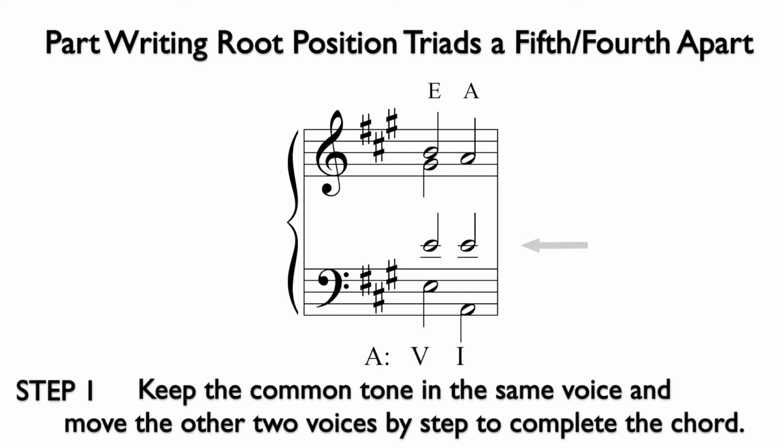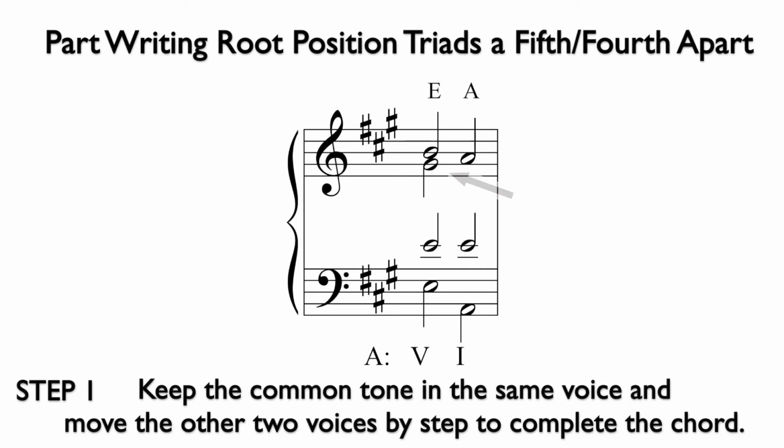Next, we need to move the other two voices by step to complete the chord. The soprano is already moving by step from B to A. Since the missing note in the A chord is C sharp, there is no way to move the G sharp in the alto by step to complete the chord.